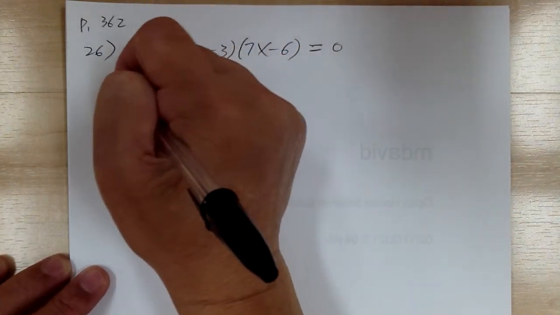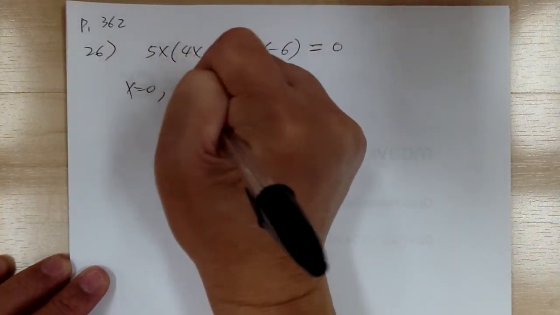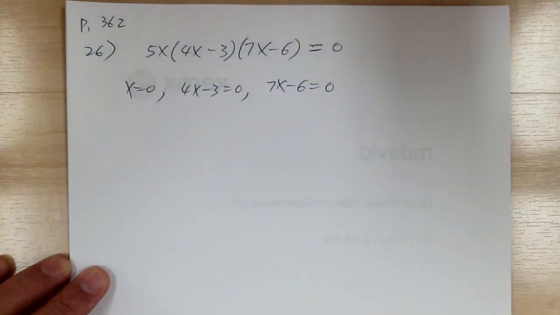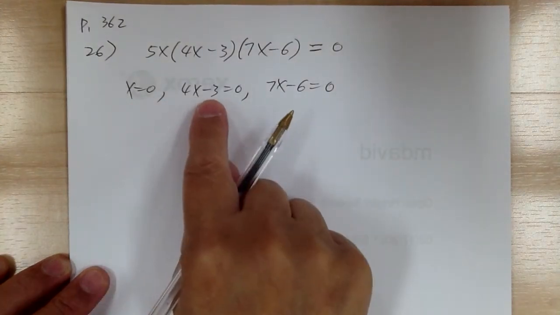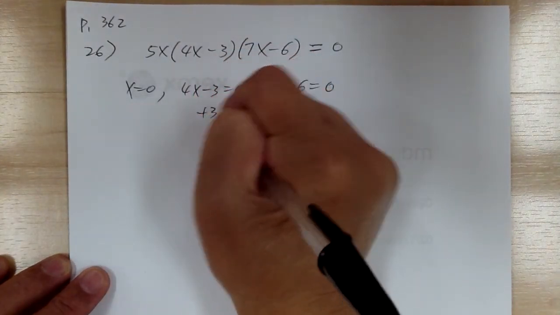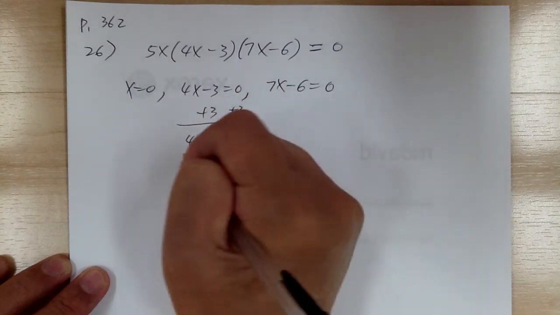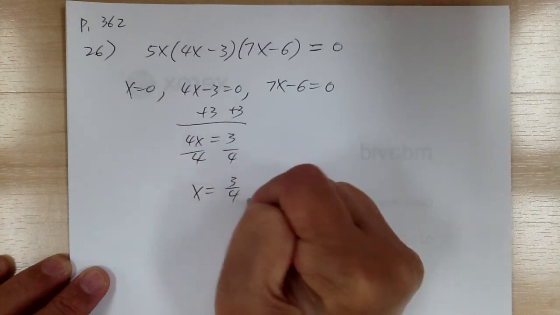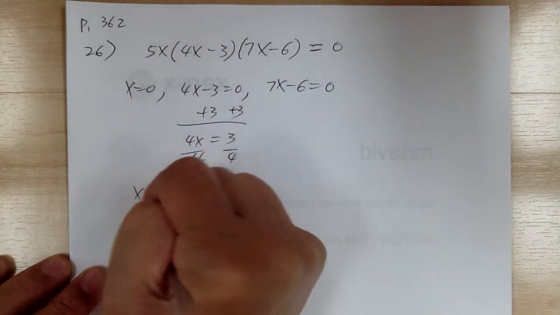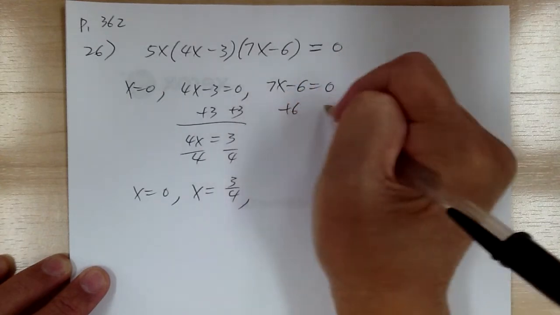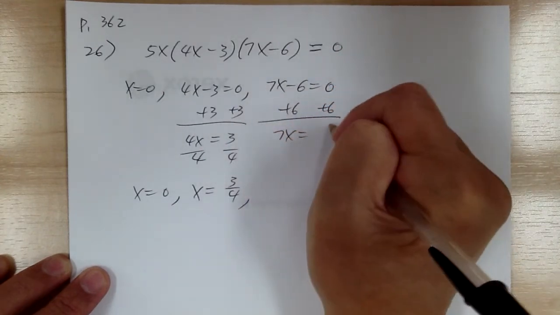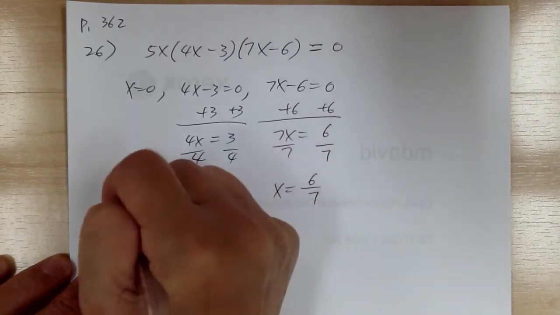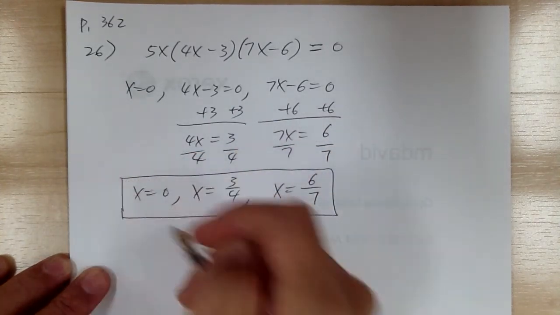So from here, you're going to get x equal to 0. From here, you got 4x minus 3 equal to 0. And you got 7x minus 6 equal to 0. Okay. So this is already done, so you can solve this part. So plus 3. So you got 4x equal to 3. Divide by 4, divide by 4. So x equal to 3 over 4. And remember this part, you got x equal to 0. Now this one, you plus 6 on both sides. Then after that, divide by 7 on each side. So you get x equal to 6 over 7. And so that's your 3 answers.